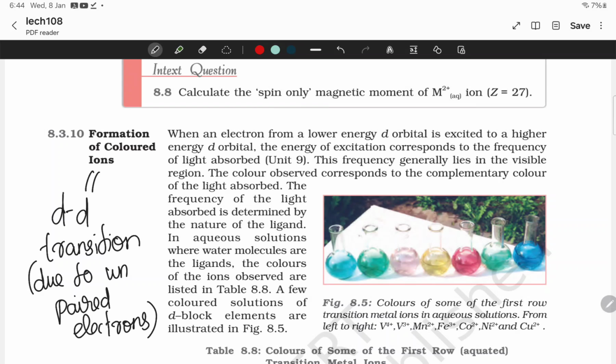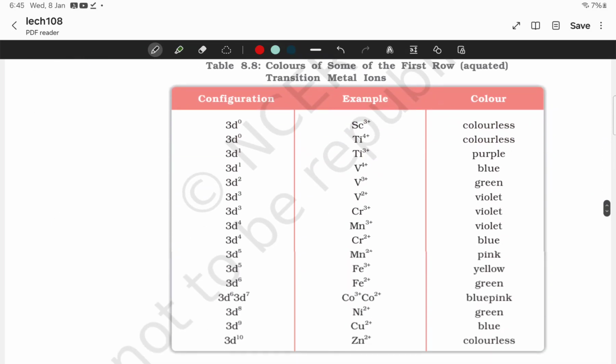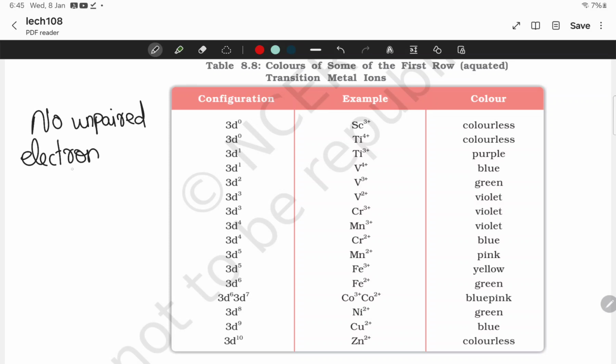When an electron from a lower energy d orbital is excited to a higher energy d orbital, the energy of excitation corresponds to a frequency of light absorbed. That is called d-d transition. The frequency of light that is not absorbed is seen by humans, and different colors are given. Just learn one thing: if there are no unpaired electrons, the compound will be colorless.